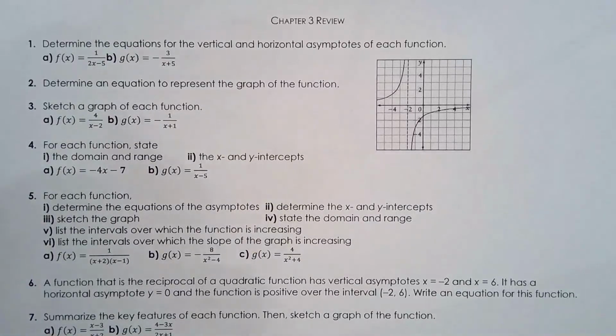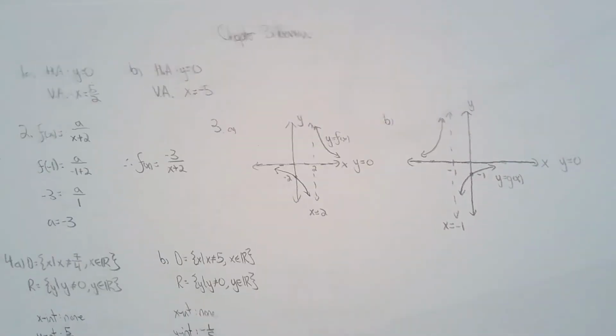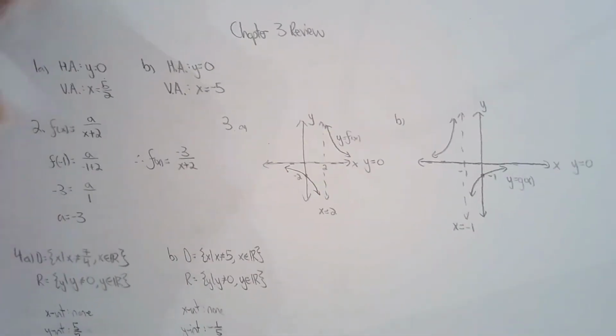In this video, we'll take up the Chapter 3 review homework sheet. So in the first question, they ask us to determine the equations of the horizontal and vertical asymptotes. So pretty straightforward. For horizontal asymptotes, you look at the degrees of the numerator and denominator, and for the vertical asymptote, you solve for the zeros of the denominator.